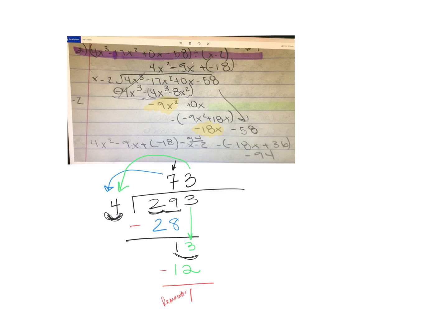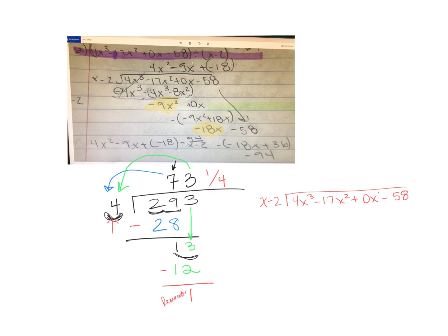We can write remainder 1, or we would write 1 over the thing we divided by, which was the 4. So to mimic this with the polynomials, I'm going to rewrite so you can see where those numbers came from. It was 4x to the third minus 17x squared plus 0x, because there was a placeholder, minus 58. We want to make sure that the degrees are counting down: x cubed, x squared, x to the first, or you don't really see an exponent on there, and then just the number. And again, the process starts the same.